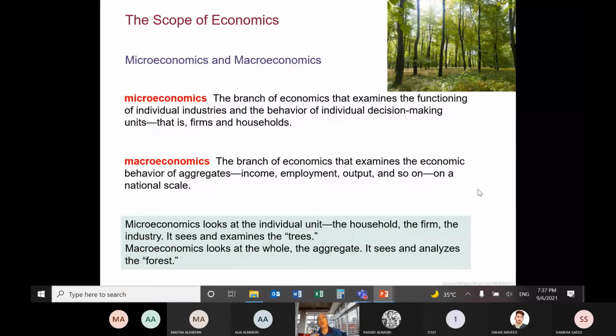And try to watch the video which I mentioned. I ran the video in the beginning, which will give you more explanation about the difference between micro and macro.